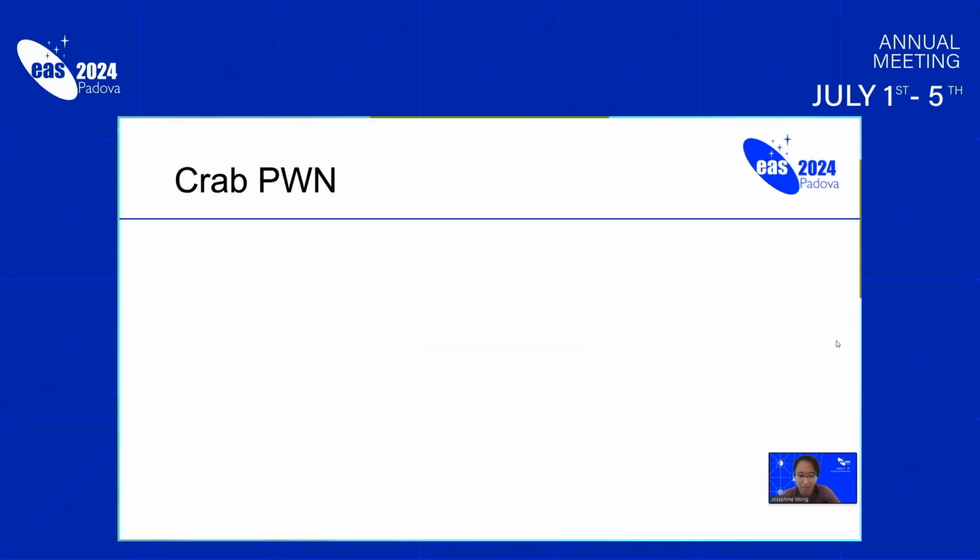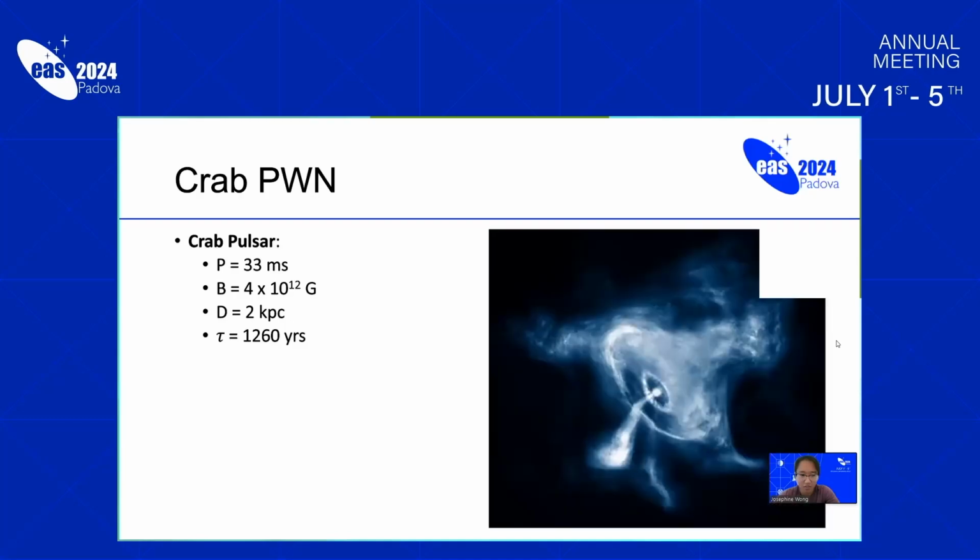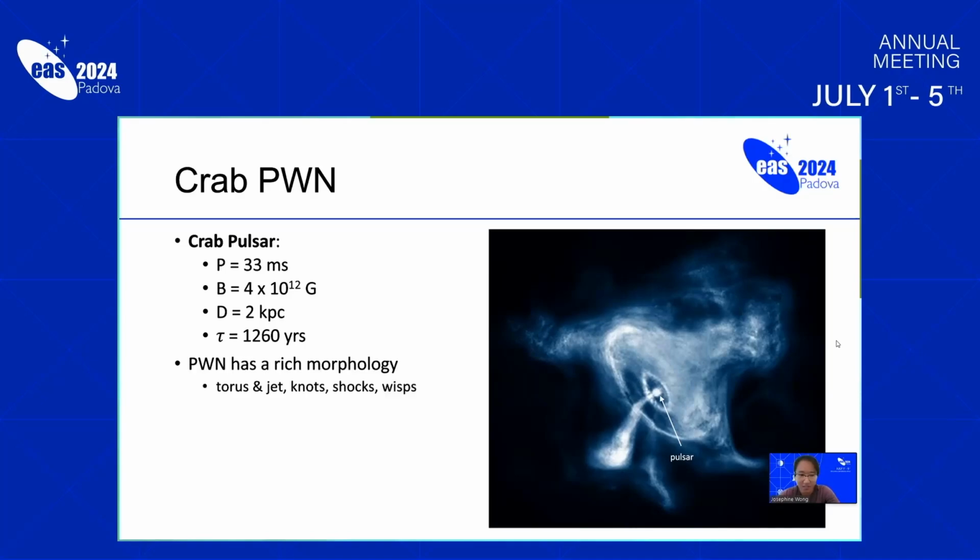So the Crab pulsar is a 33 millisecond pulsar, and it has a surface magnetic field of 4 times 10 to the 12 Gauss. And it's located 2 kiloparsecs away with a characteristic age of 1,260 years. So its wind nebula has a very rich morphology. Around the pulsar, you can see in this Chandra image an equatorial toroidal wind, as well as jets in the north and the south.